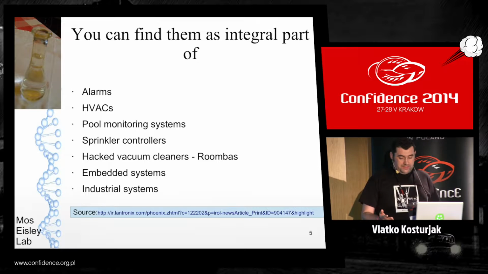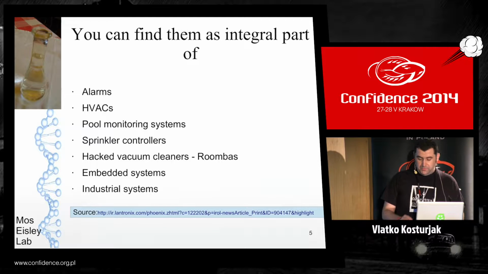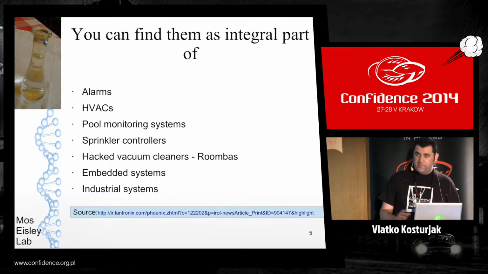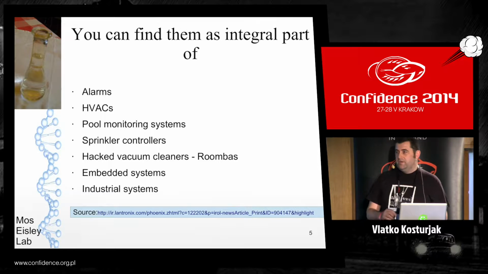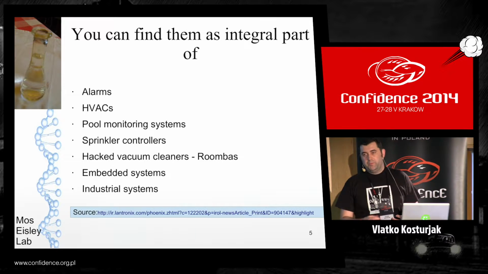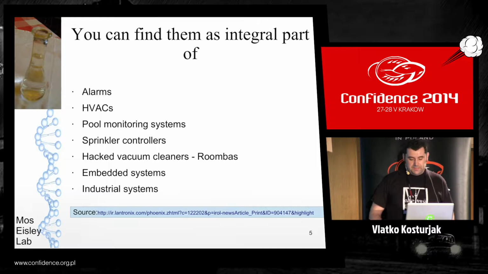There's also a lot of those who hack the Roomba from iRobot, and they usually also use some of these devices, like Lantronix, to connect Ethernet and then have fun with it. So yeah, it's really from embedded systems to industrial systems. You can really find all those things, but it's not marked as Lantronix. When you open it, you probably will see something like this.